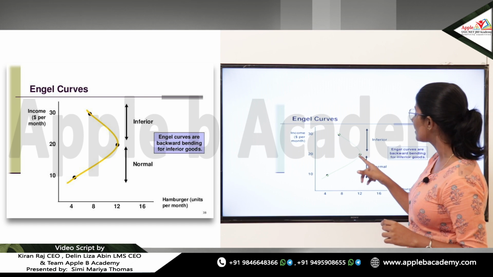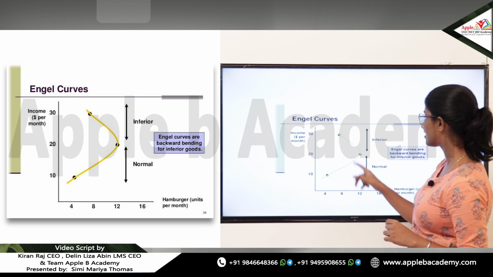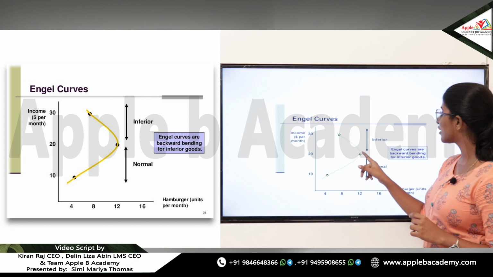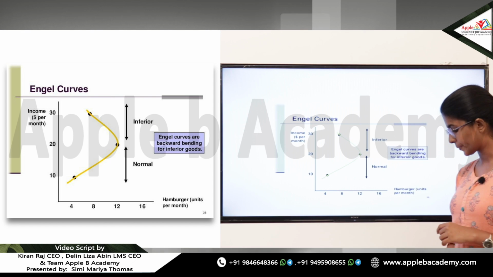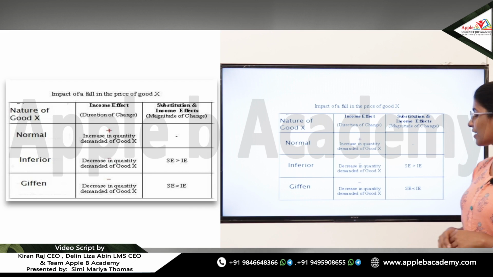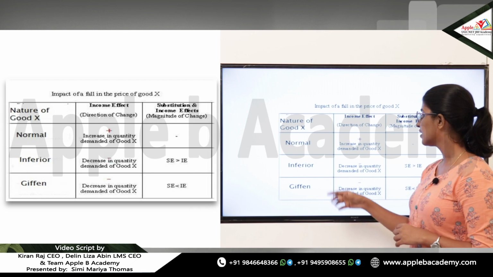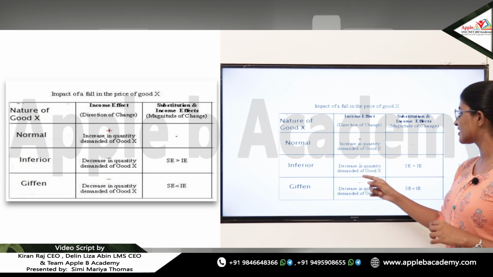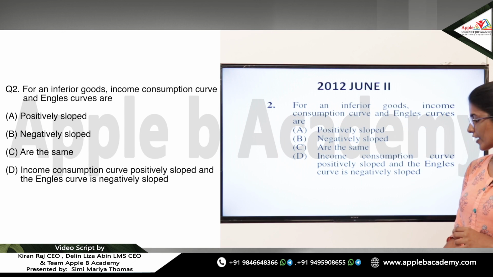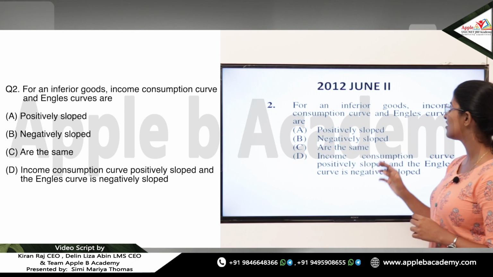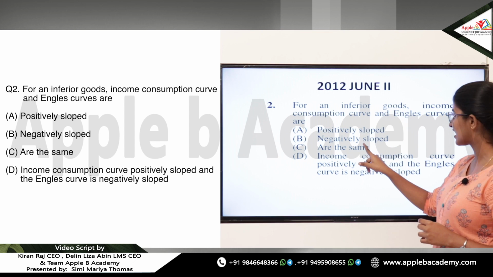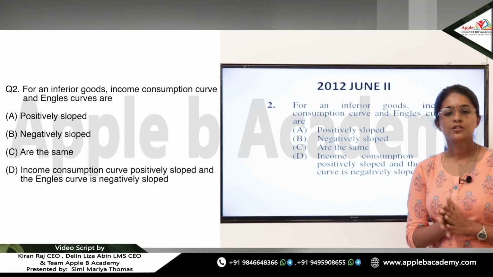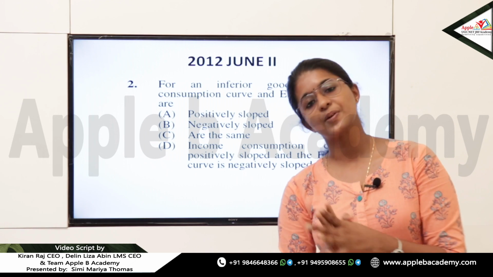So with increased income, when the consumption of an already used good is falling, that means the good is an inferior good. For the inferior good the Engel curve will be negatively sloped, and the income consumption curve will also be negative, because with increased income there will be a decrease in the quantity demanded of good X. So the answer here is B, negatively sloped. For an inferior good, the income consumption curve is negatively sloped and the Engel curve is also negatively sloped. The answer is B.